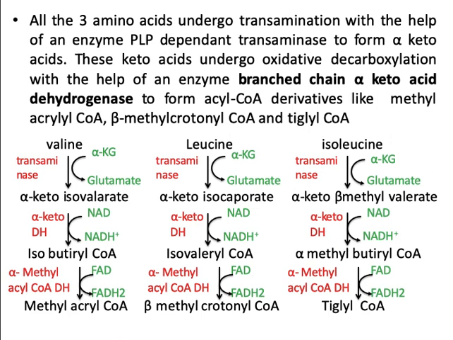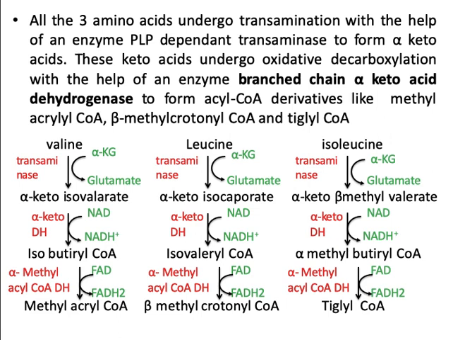Similarly, one more ketogenic branched chain amino acid, that is leucine, undergoes transamination to form alpha-ketoisocaproate. This alpha-ketoisocaproate undergoes dehydrogenation with the help of NAD-dependent alpha-keto acid dehydrogenase to form isovaleryl-CoA. This isovaleryl-CoA converts to beta-methyl-crotonyl-CoA with the help of FAD-dependent acyl-CoA dehydrogenase.